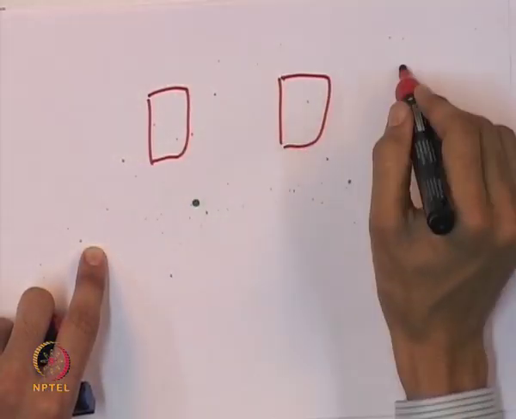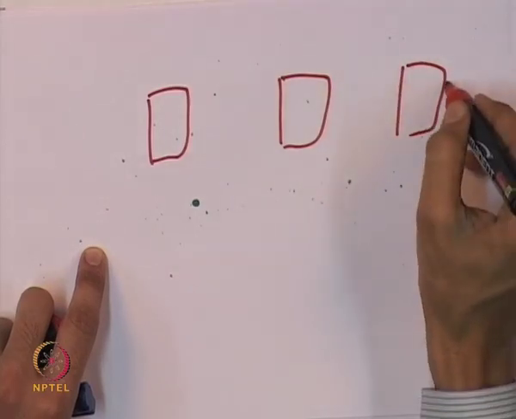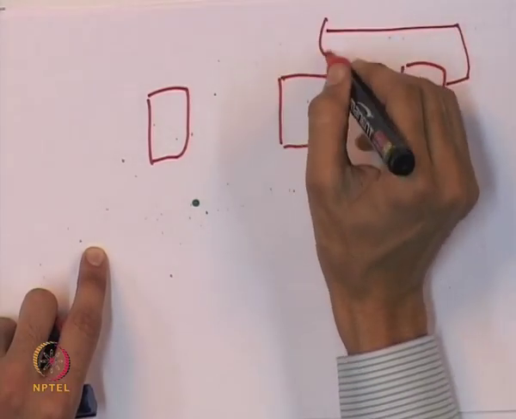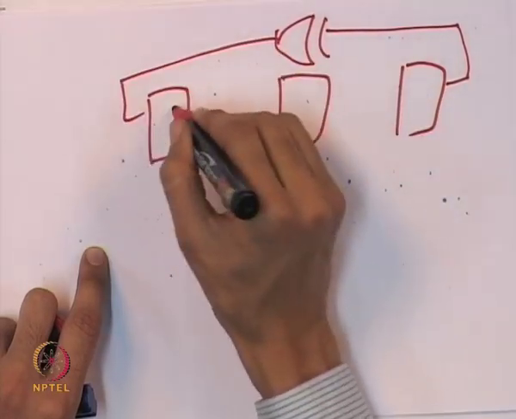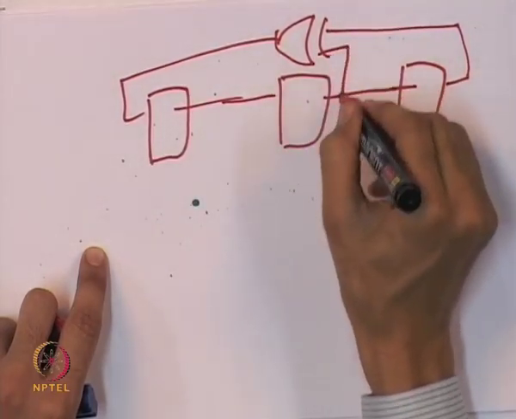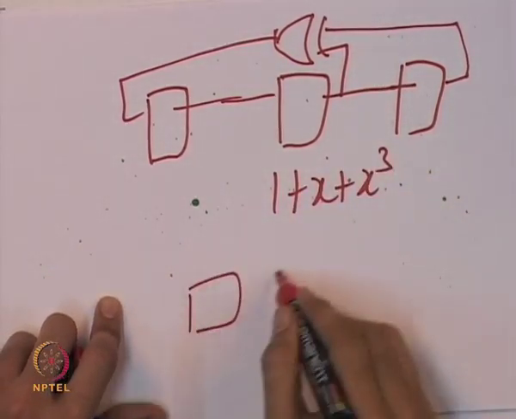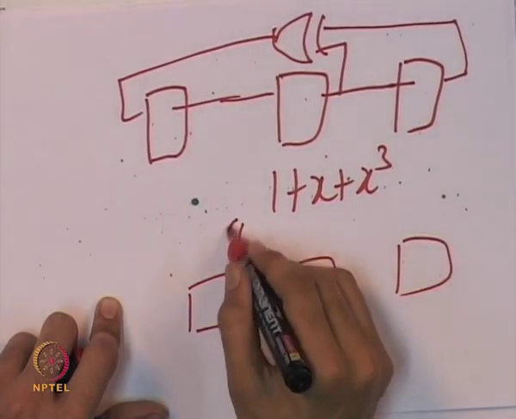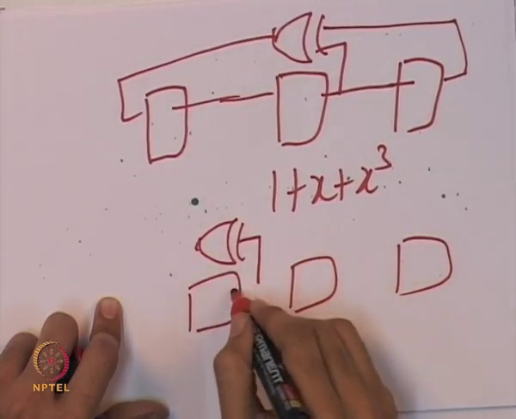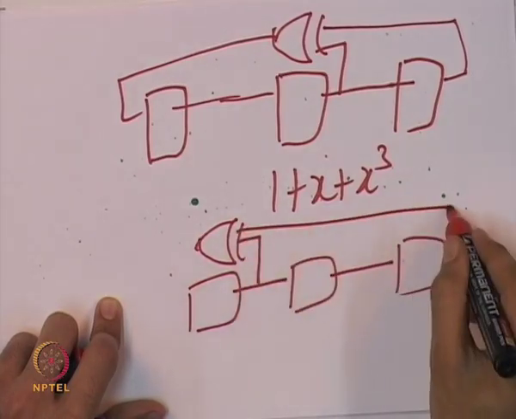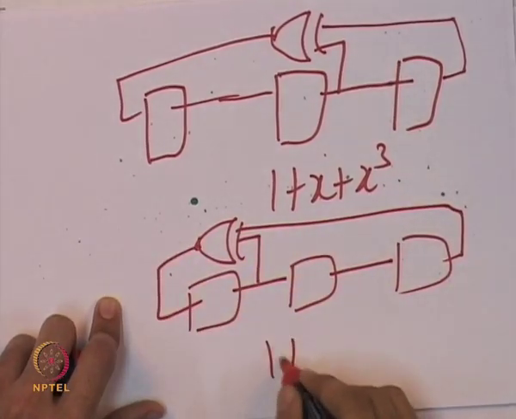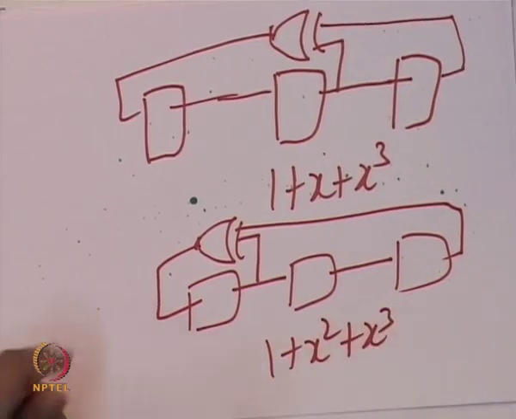So that means I can have a modular LFSR that can generate this. This is one of the LFSRs that implements 1 plus x cube, and another LFSR could be like this. The two will give you different sequences, but the length will be the same, 7. This one will implement 1 plus x square plus x cube. This way you can generate a long sequence.